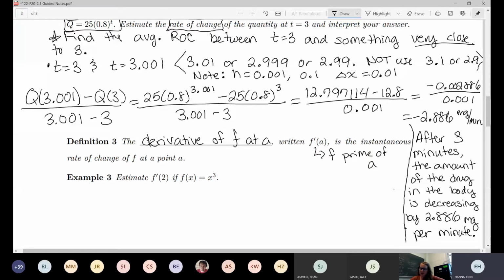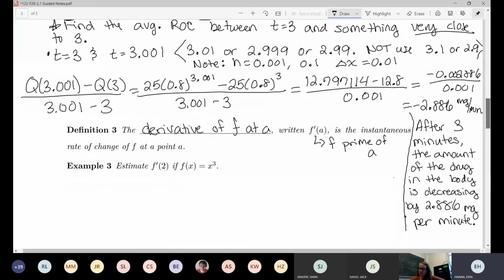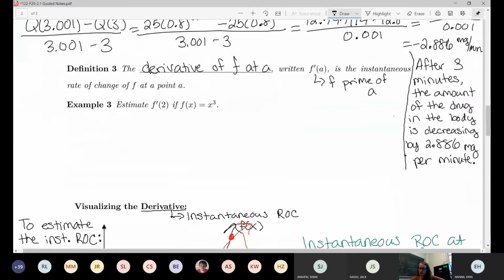So say I wanted to estimate f prime of 2 if f of x equals x cubed. So that's asking me to estimate the instantaneous rate of change at x equals 2 for the function x cubed. So this is the exact same idea that we just did. We want to take 2 and something really close to 2. So say I said let x be 2 and 2.001. Again, personally, I usually default to 2.001 or adding 0.001 to the point I care about.